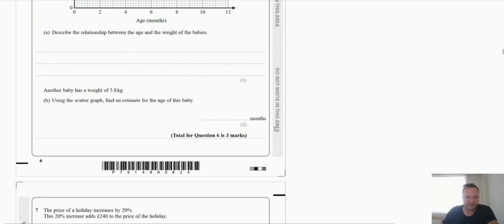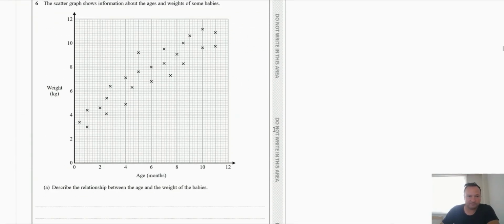Question number 6. So part A, it says the scattergraph shows information about the ages and weights of some babies. We've got the weights going up the vertical axis in kilograms, and we've got the age of the babies going along the x-axis in months. Describe the relationship between the age and the weight of the babies.